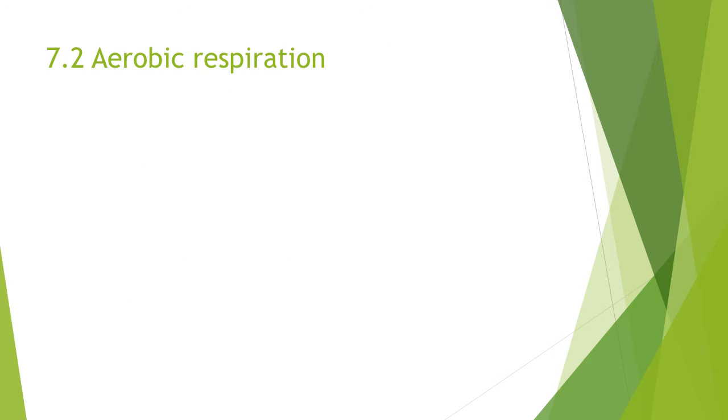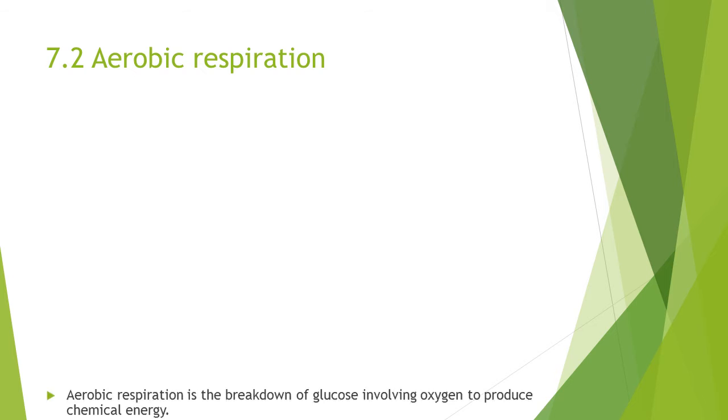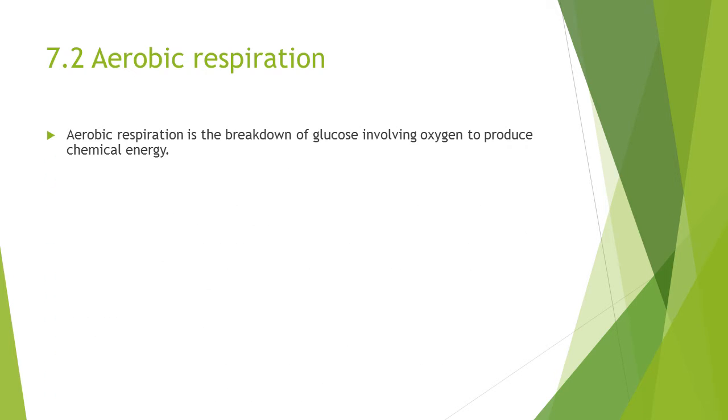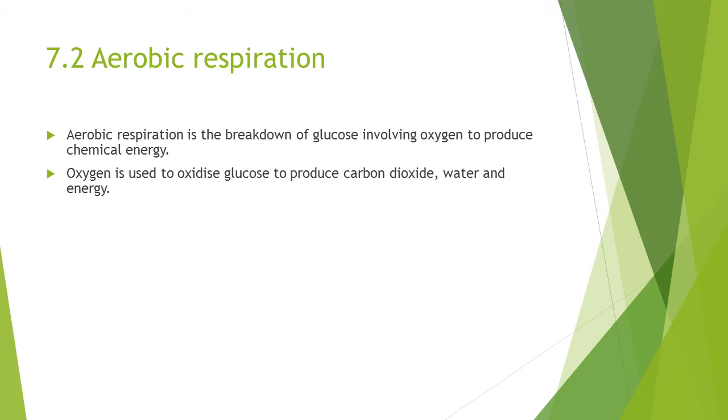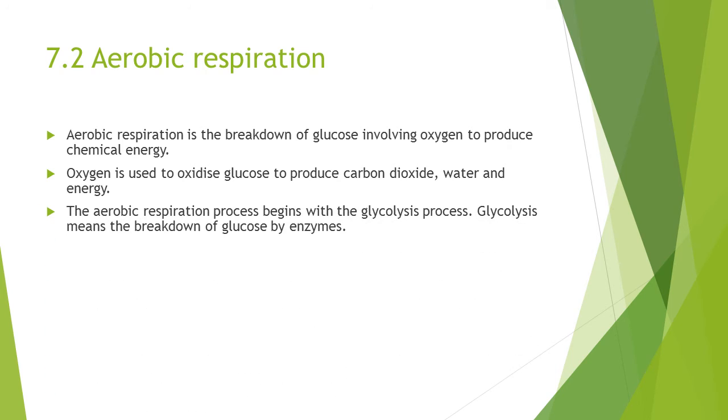Okay, now we go into more detail about aerobic respiration. Aerobic respiration is the breakdown of glucose molecules involving oxygen to produce chemical energy. Oxygen is used to oxidize glucose to produce carbon dioxide, water and energy. The aerobic respiration process begins with the glycolysis process. Glycolysis means the breakdown of glucose by enzymes.